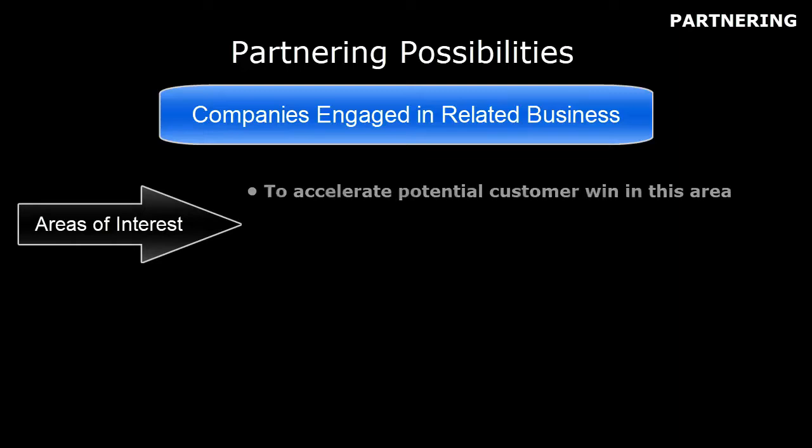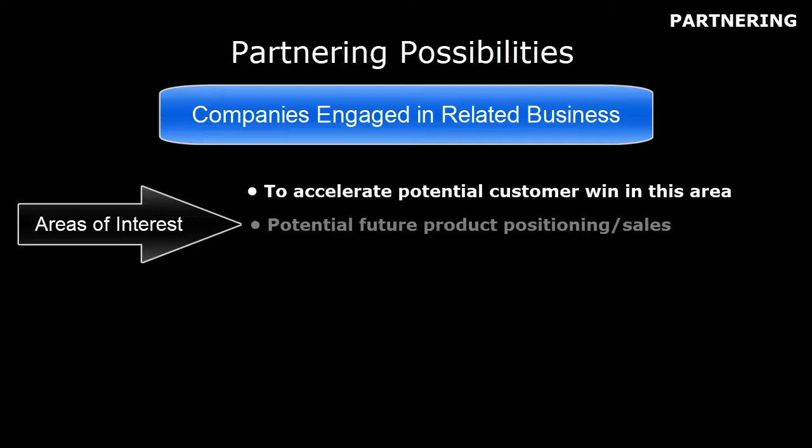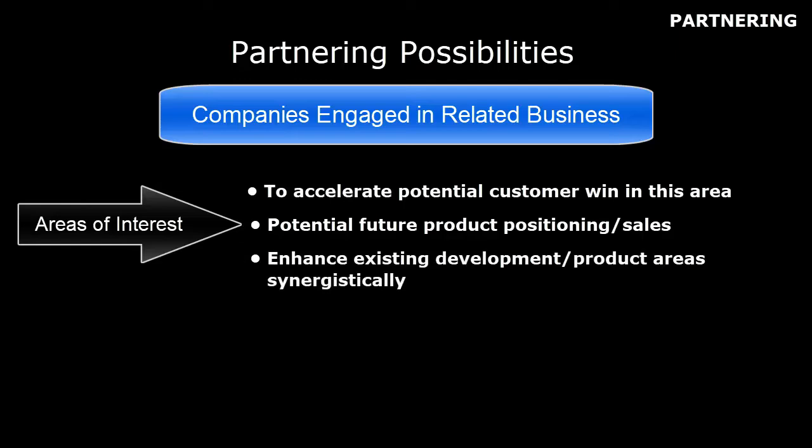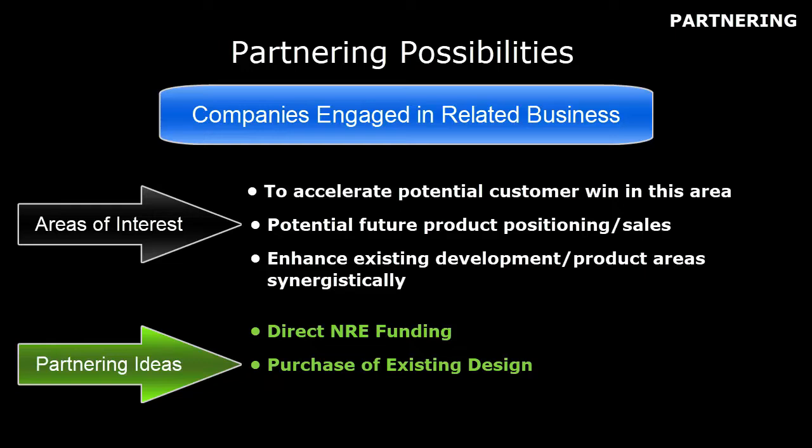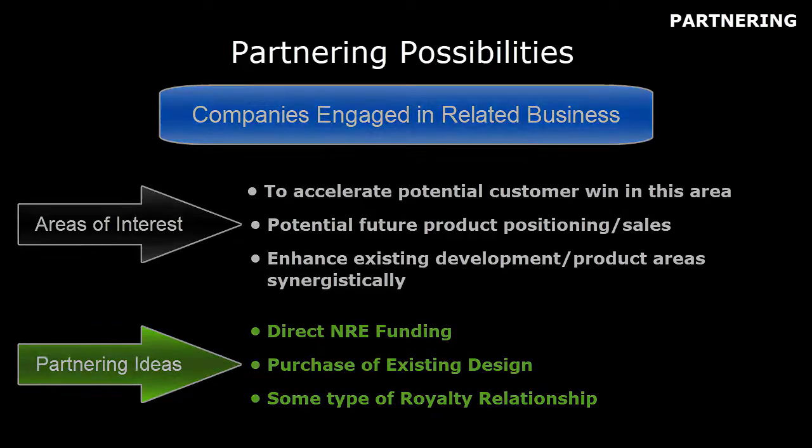With regard to partnering possibilities, for those companies engaged in related business, their areas of interest might include accelerating potential customer contract wins in the RF spectrum management area. Additionally, partnering may help the company with future product positioning or product sales. Potentially working together may enhance existing development and product areas synergistically. In this case, some possible partnering ideas might include direct NRE funding of continued development, purchase of the existing design of the prototype system, or some type of resale royalty arrangement.